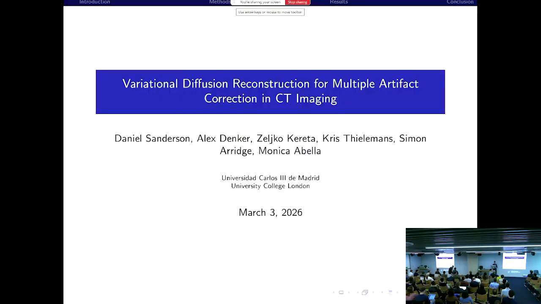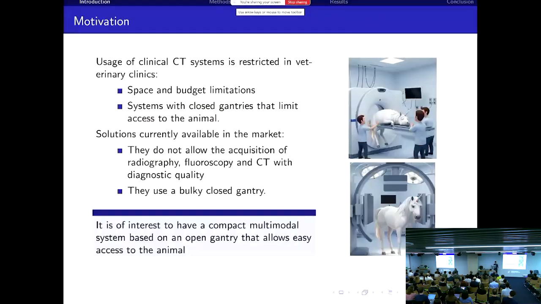So hello everyone. I'm going to present our work on variational diffusion reconstruction for multiple artifact correction in CT imaging, sort of continuing with the previous talk. I want to thank all our collaborators from UCL who have really made this project possible. So, let's start by presenting the motivation of this project.